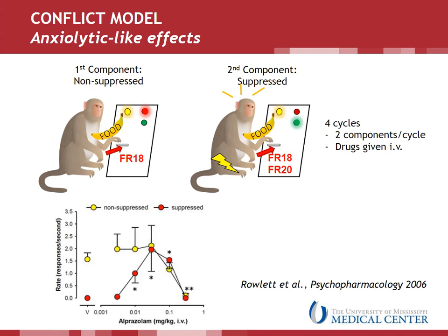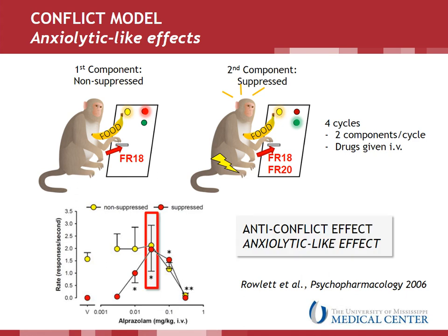As you can see in this example, increasing doses of alprazolam or Xanax increase rates of suppressed responding. When you get to high enough doses, suppressed and non-suppressed responding are at the same level, which is what we call an anxiolytic-like effect or anxiety-reducing effect. If you go higher with the dose, you start seeing motor impairment due to the sedative properties of this drug at higher doses. And in this case, both suppressed and non-suppressed responding start to drop.